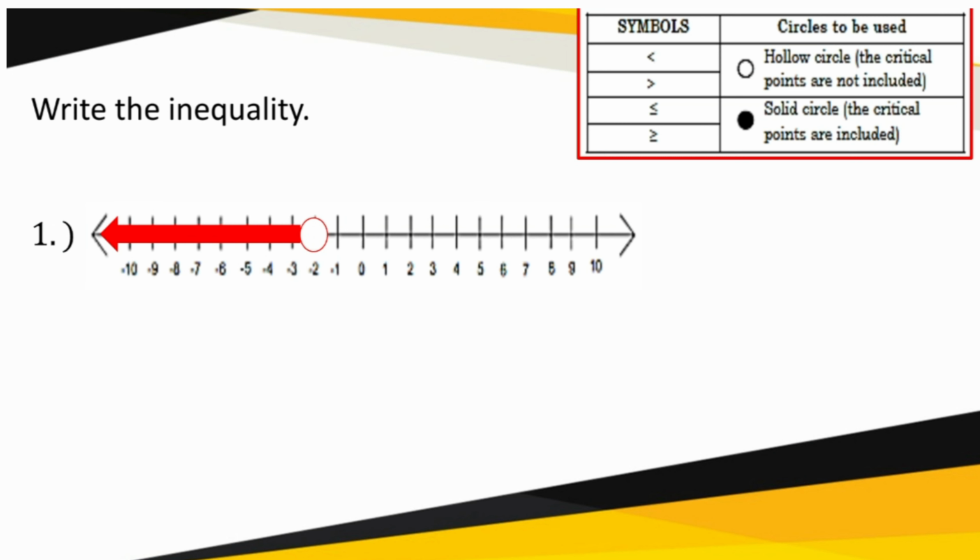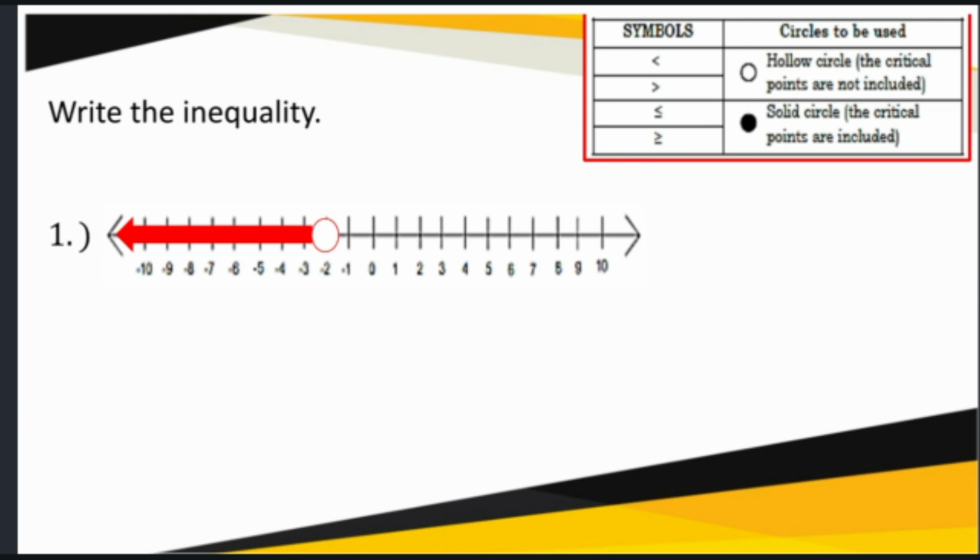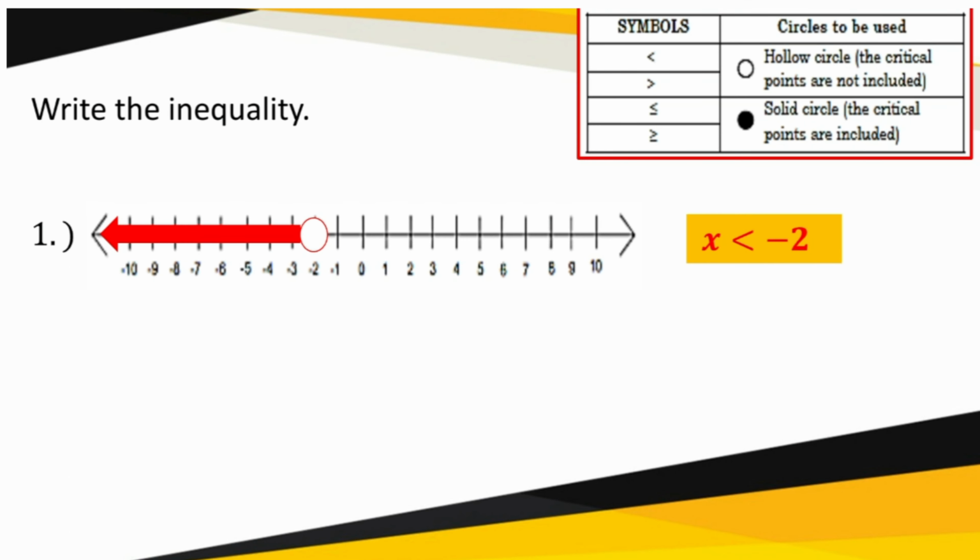Ngayon naman, ang given ay number line, i-identify natin kung ano ang inequality. Sa number 1, ang ginamit na circle ay hollow circle which means yung negative 2 na critical value ay hindi kasama at yung arrow is going to the left. Kaya ang symbol na gagamitin natin ay less than. Kaya ang sagot dito ay x is less than negative 2.